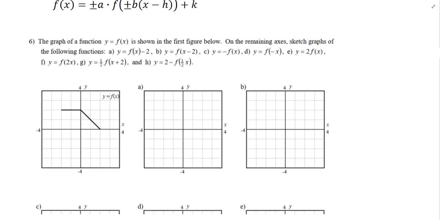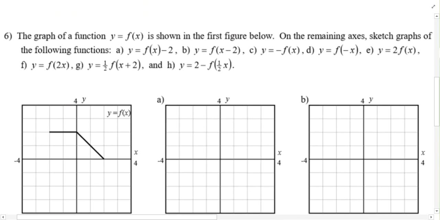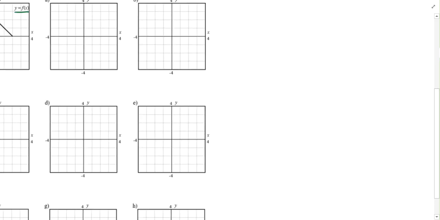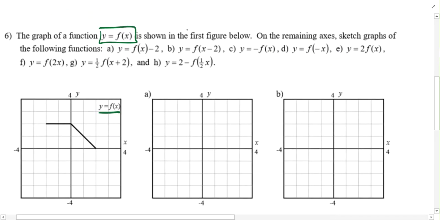Now we will talk more about specific parent functions and how they transform a little bit later this week, but for right now in this video I'd like to just illustrate that these transformations can occur regardless of what the function is defined as. So here we have a graph of a function. It's this kind of weird looking shape here. There's a horizontal bar and then a diagonal bar or component associated with it. But that's the result of our function. That's the graph of f of x. On the remaining axes, we've got 8 more to look at. We would like for you to sketch the transformations as follows.